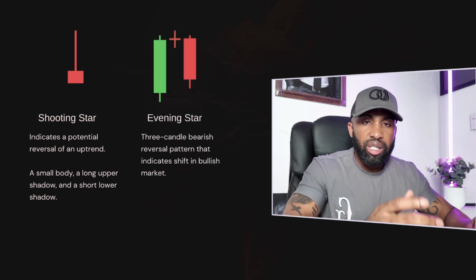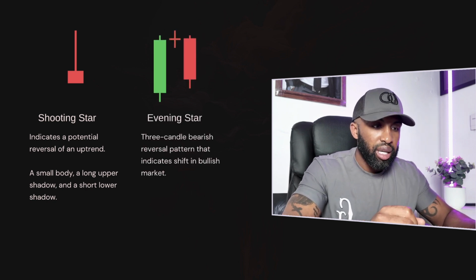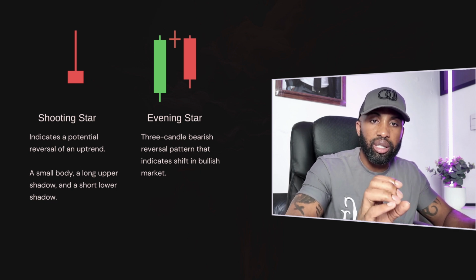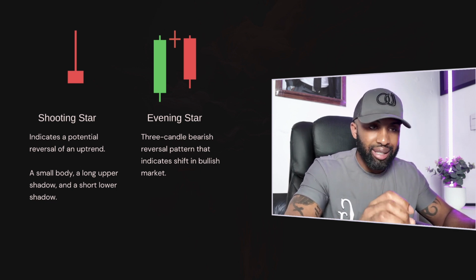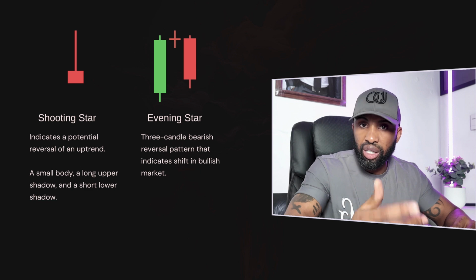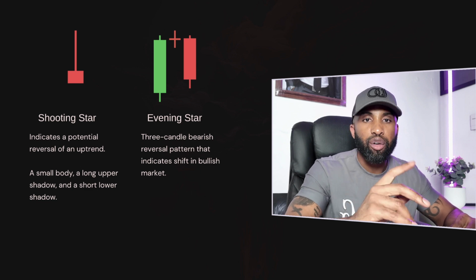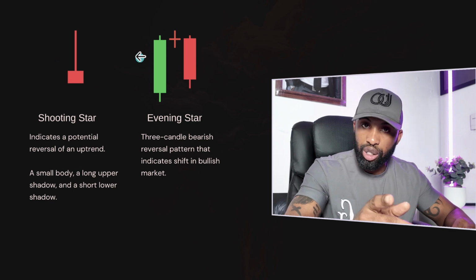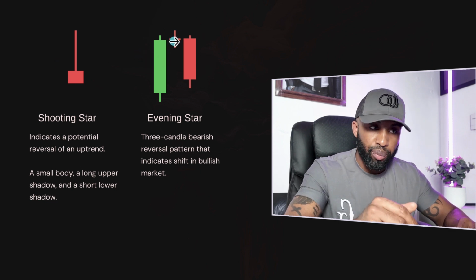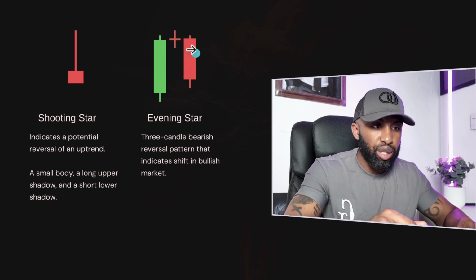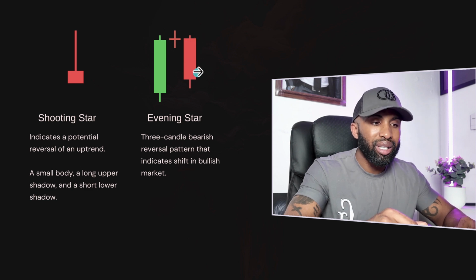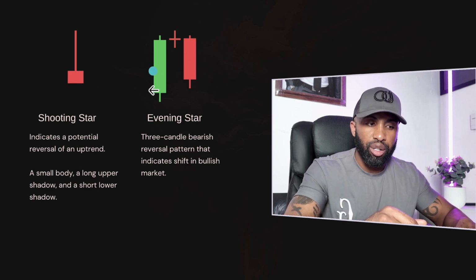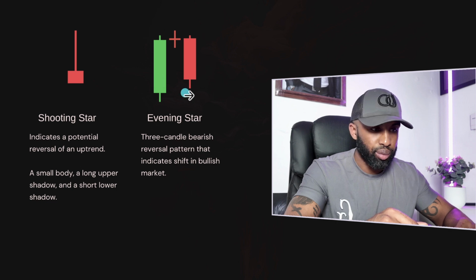Evening star. The evening star is the opposite of the morning star. It's a three-candle bearish reversal pattern that indicates a potential shift in the market sentiment from bullish to bearish. It consists of a bullish candle, a small bearish candle, and another bearish candle that closes more than halfway of the first candle, which is the bullish candle.